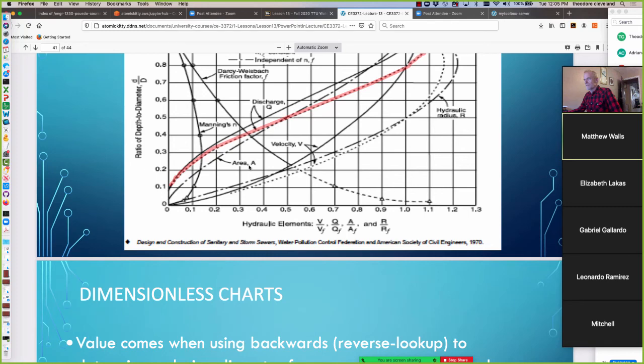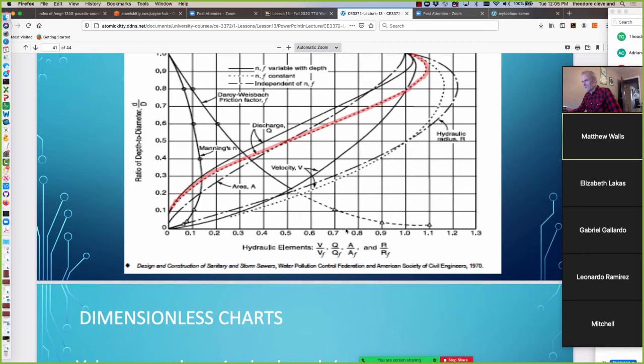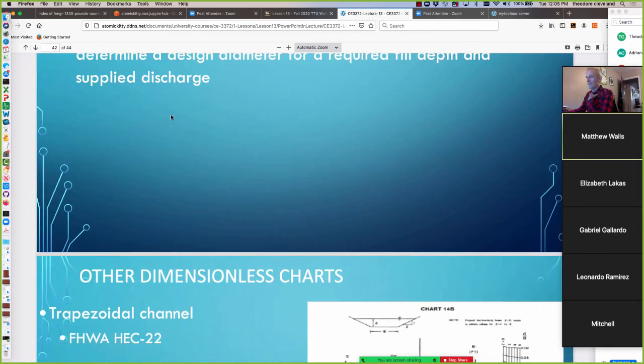In sanitary sewers, usually that criteria is somewhere around 0.75, 3/4 full, or even 0.8, in which case the chart becomes more important. So at 0.8, we're at 0.65 full and use that to select a diameter.